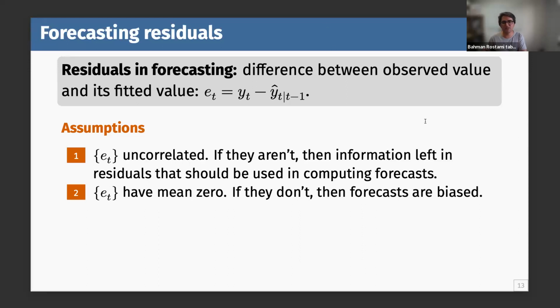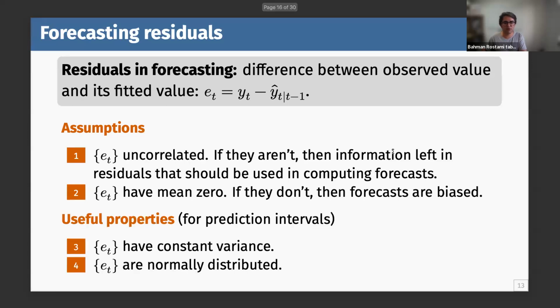They should also have a mean of 0, because if they don't, then the forecasts are biased. This is something we can fix easily by adding or subtracting a constant value if they are biased. But the other one is slightly more complicated. There are also other assumptions, of course, about having a constant variance and also having residuals following a normal distribution. Because remember, the forecast distribution that we discussed, and also the prediction intervals, are constructed based on this assumption. If they are not valid, then we will have trouble there as well.